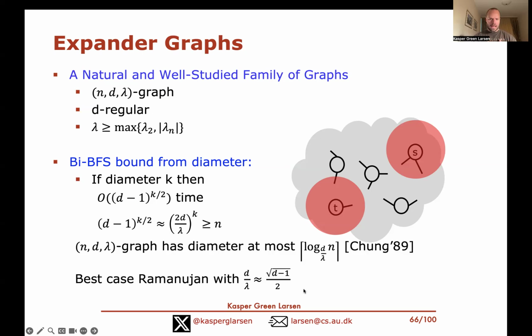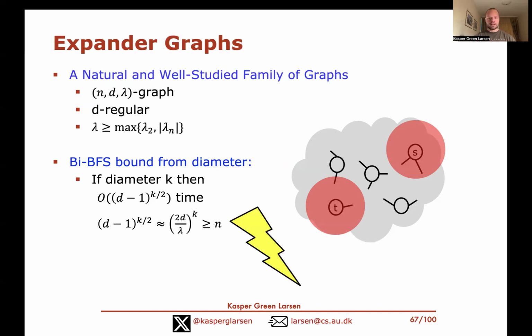And if you look at what the diameter is here, well, it's log base d over lambda of n. So even without this factor 2, even just (d over lambda) to the k is linear. Right? So it's even worse, this number here. So we don't get anything useful from just this diameter bound, right? So frustrating. We cannot seem to argue that bidirectional breadth first search is sublinear time, even in these expander graphs.